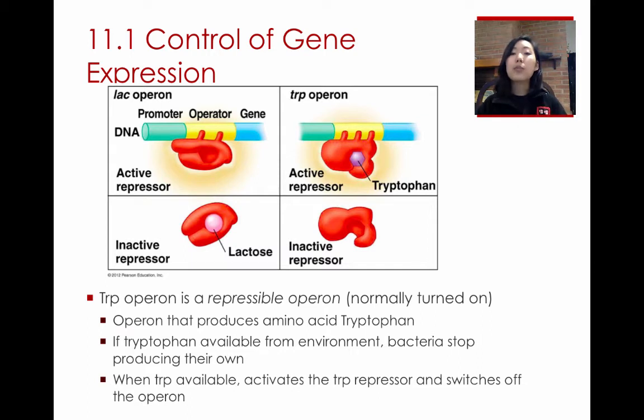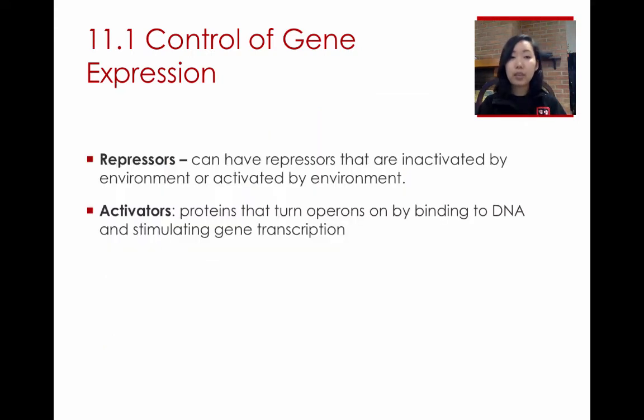So in this case, when there's a presence of tryptophan, it actually attaches to the repressor and activates the repressor and prevents transcription from happening. So this is the opposite of lactose, where in the lac operon, the presence of lactose actually inactivates the repressor and makes the repressor fall off. In this case with tryptophan, normally the gene doesn't have the repressor on it, but when you have tryptophan, that presence of that in the environment will activate the repressor and then turn off transcription.